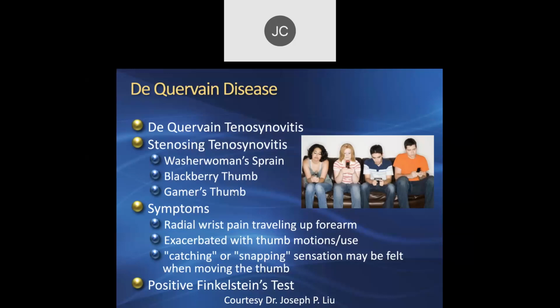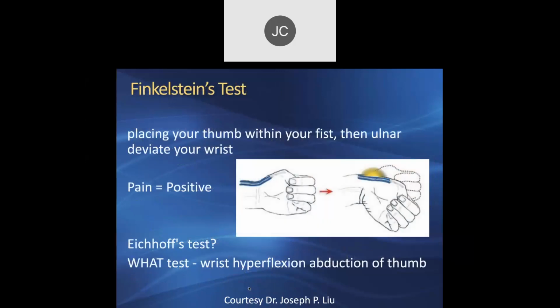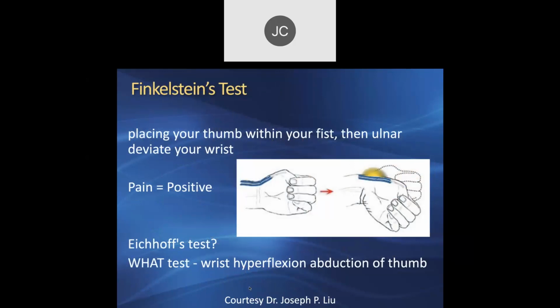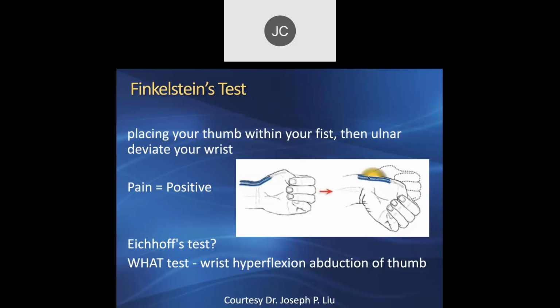It has a lot of other names. It's basically an overuse syndrome of the tendons of the thumb there. And you can kind of get a catching or snapping sensation. And the clinical test for it is a Finkelstein test, where you basically put the thumb underneath the fingers, and then you do an ulnar deviation, and it produces stretching and pain in the area of the tenosynovitis.